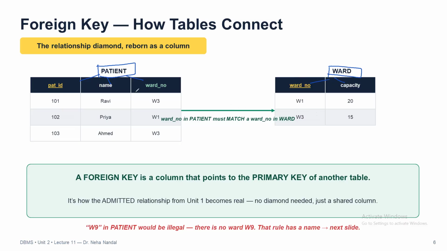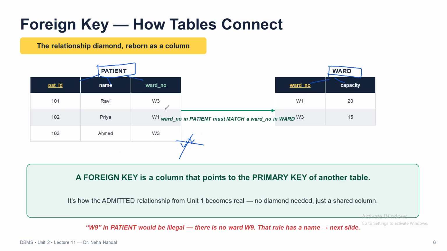What happens is, in this table, the patient can occupy only those wards which exist in the ward table, that means which have some existence. If the ward table has only W1 and W3, then we cannot give any patient ward number 2. It will be wrong because it does not exist here. So the ward number in the patient table must match a ward number in the ward table.